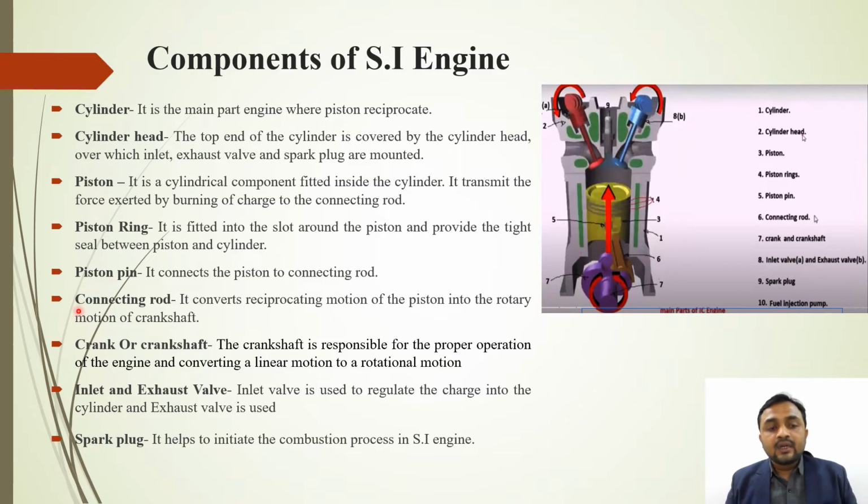Next one is your connecting rod. The connecting rod converts the reciprocating motion of the piston into rotary motion of the crankshaft. Connecting rod is point number 6. This is your connecting rod. What is the function of the connecting rod? It converts the reciprocating motion of the piston to the rotary motion of the crankshaft.